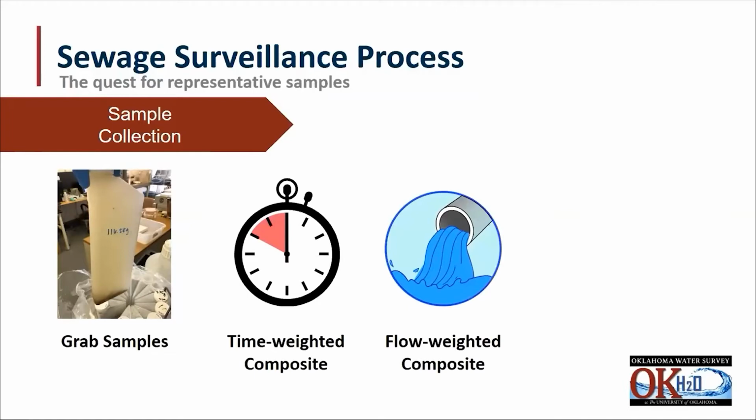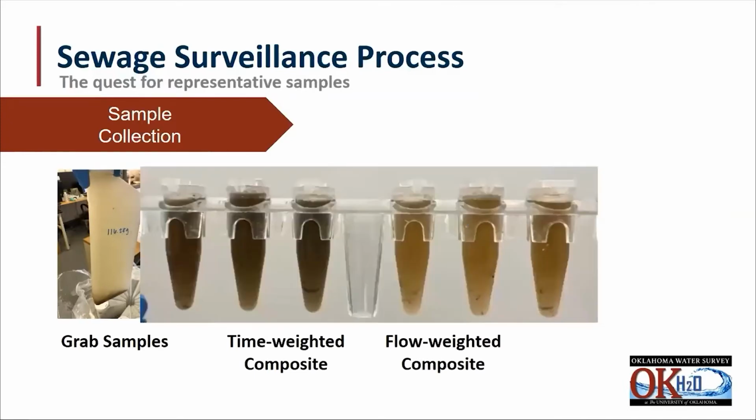Over in residential areas or in a dormitory, there's not a lot of flow in the sewer overnight because there's not as many people that are active and awake. As an example, and this right here actually shows, we took some side-by-side samples from a dormitory on campus. These are triplicate samples of the same location. The ones on the left side of your screen are time-weighted composites. The ones on the right side of your screen are flow-weighted composites.